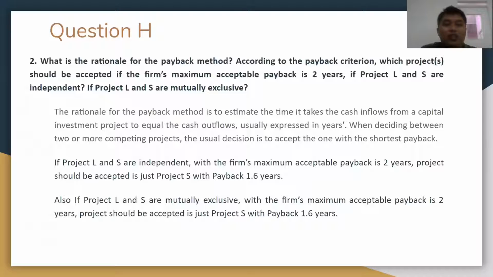If projects L and S are independent, with the firm's maximum acceptable payback being 2 years, the project that should be accepted is just project S with payback 1.6 years. Also, if project L and S are mutually exclusive, the result is the same. Just project S with payback 1.6 years should be accepted. Next.